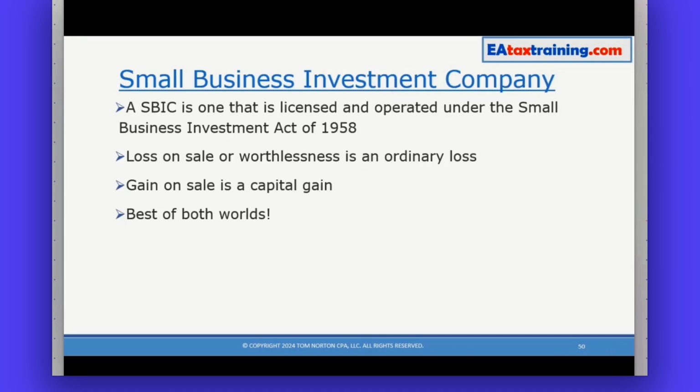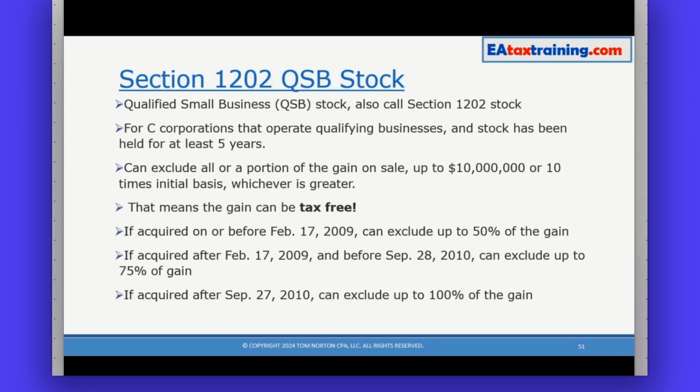Another type of small business is a small business investment company, or SBIC. This is one that is licensed and operated under the Small Business Investment Act of 1958. A loss on the sale or worthlessness is an ordinary loss without limitation. A gain is a capital gain. So again, this is the best of both worlds. Capital gain, ordinary loss on an SBIC.